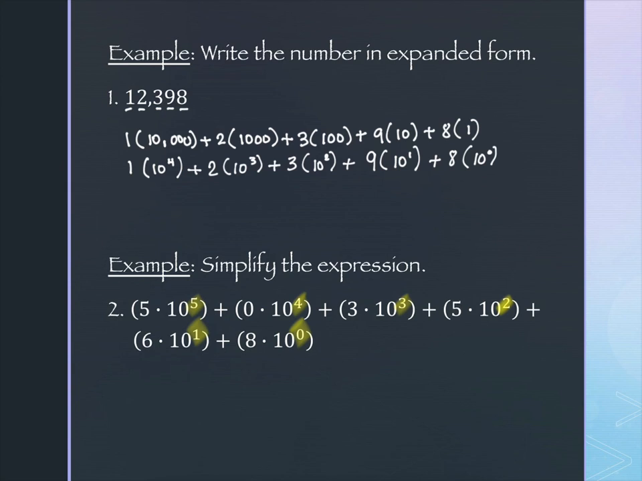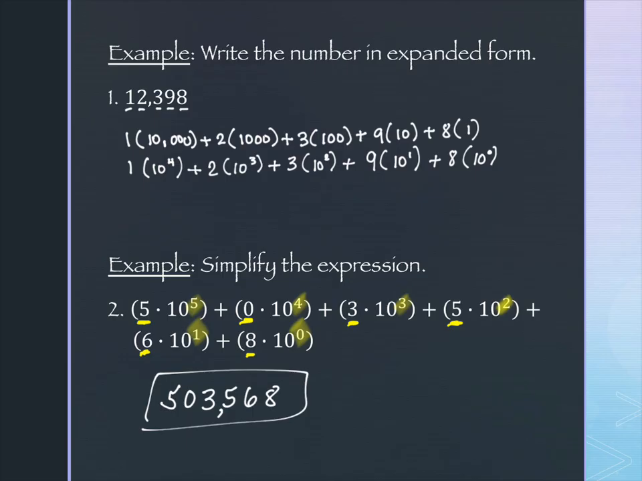And because they're all there, that makes it really nice because all these numbers at the front are the only numbers now that I need to write to rewrite this in simplified form. There's a 5, a 0, a 3, a 5, a 6, and an 8. This is the number 503,568. And we just read it straight off of there.